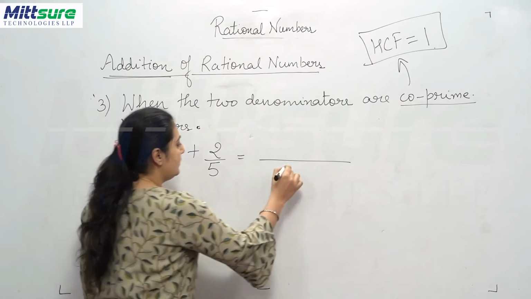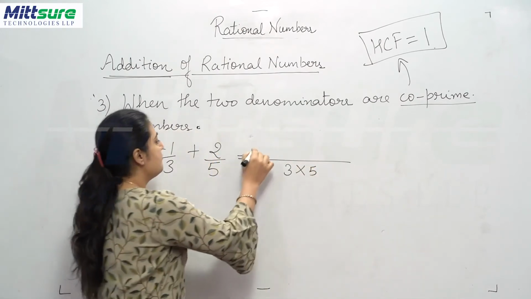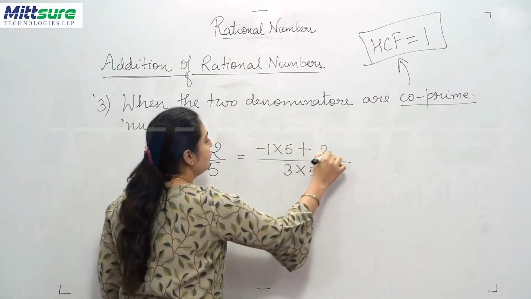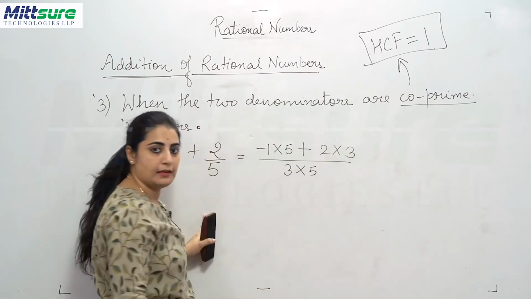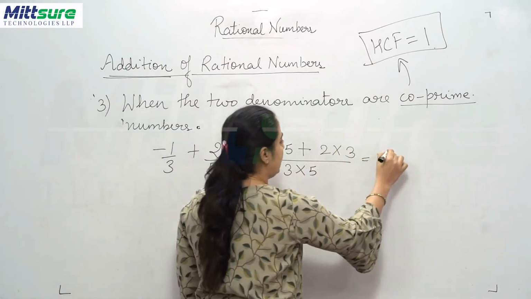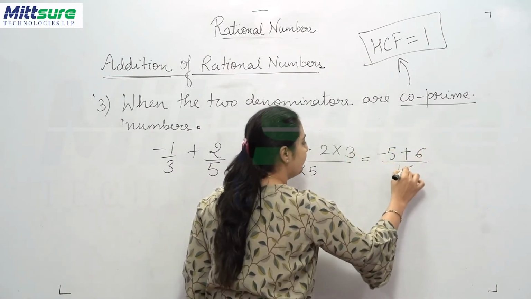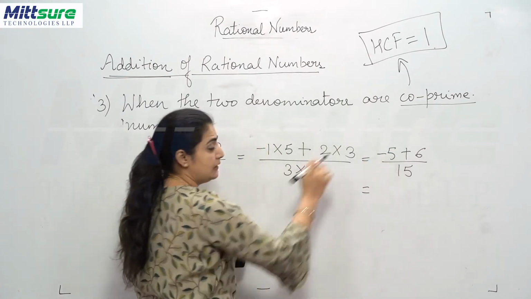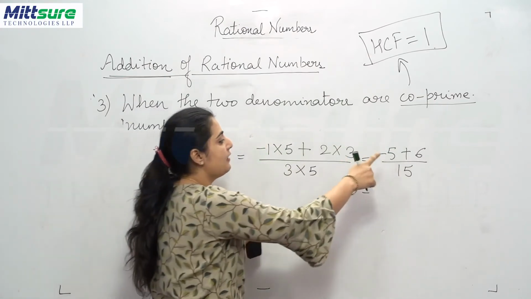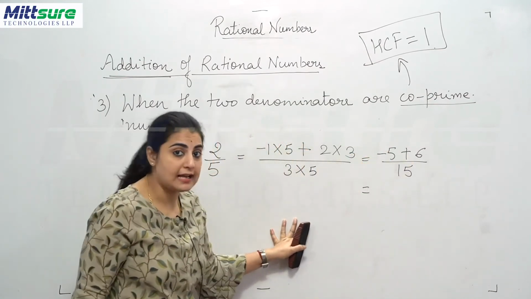See how? 3 into 5. Now minus 1 into 5 plus 2 multiplied by 3. Clear? So after solving this, what do I get? I get minus 5 plus 2 threes are 6 upon 15. So one is minus and the other is plus, so minus 5 and 6 are subtracted because of different signs here.